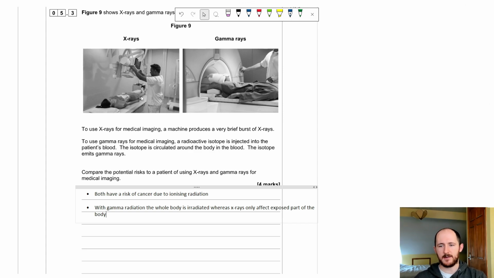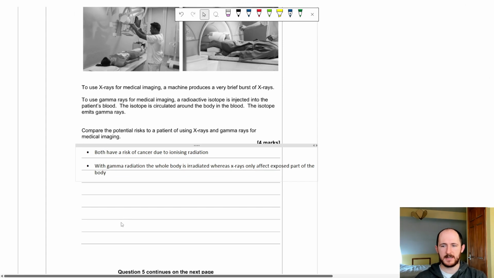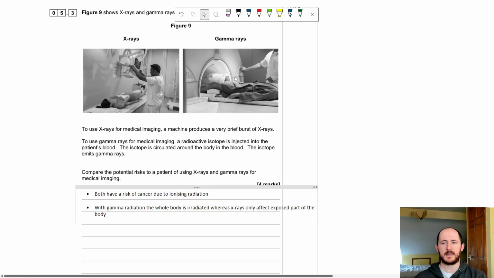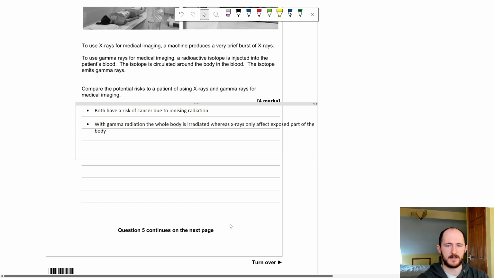So in that case, there is less exposure in X-rays than there is in gamma rays, because the gamma radiation has to pass around your entire body. So the radioactive isotope has to pass around the entire body.